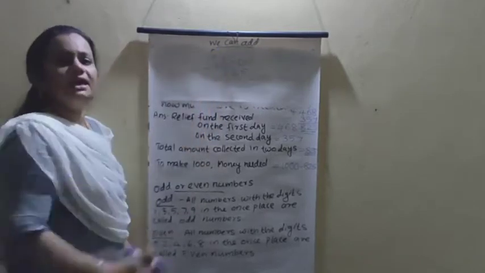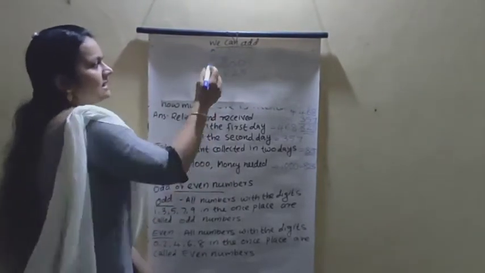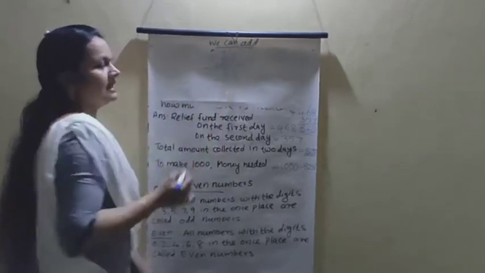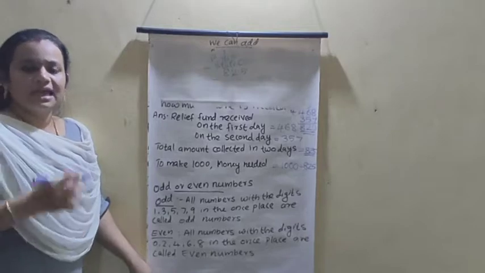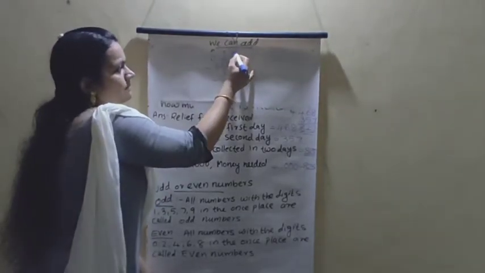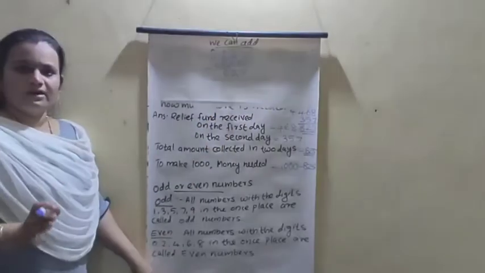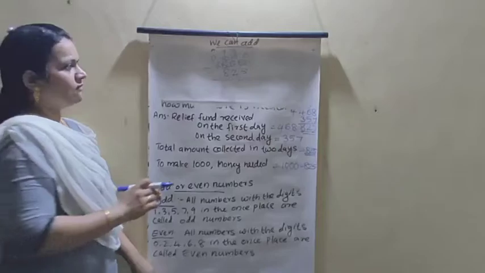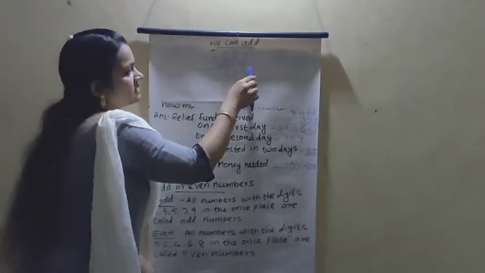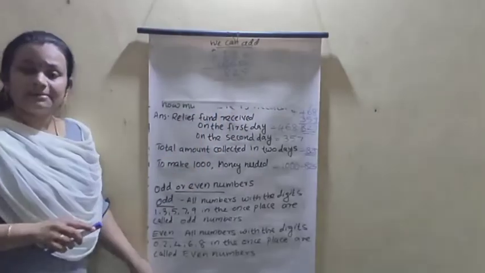This 0 will be 10. Again, borrow 1 from 10; 10 becomes 9, and this 0 will be 10. Understood? Again, borrow 1 from 10; 10 becomes 9, and this 0 becomes 10. Borrowing is over because this is the last 0. So now we do the subtraction: 10 minus 5.